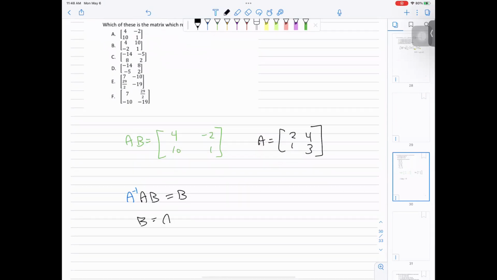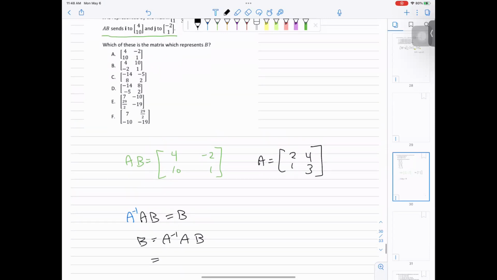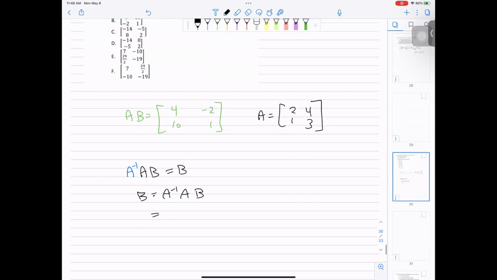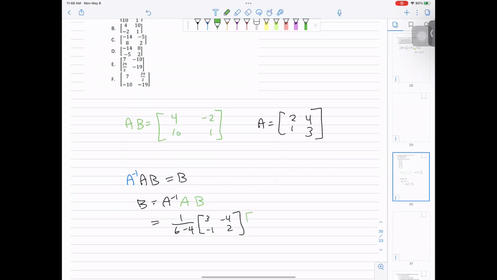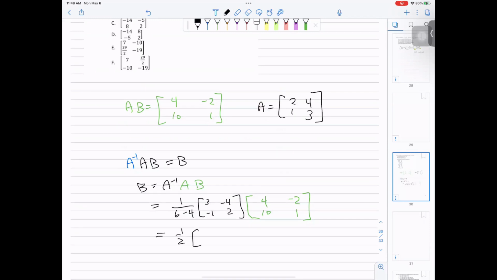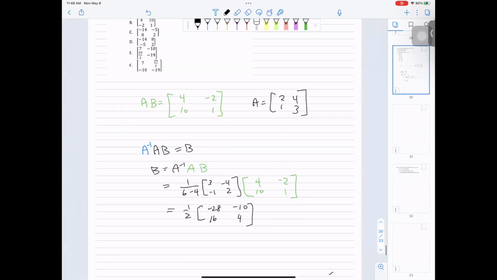So if B equals A inverse AB, what is A inverse? If A is this, the inverse is 1 over 6 minus 4, 3, 2, negative 1, negative 4. A itself is 2, 1, 4, 3. And wait, sorry. A inverse is that. And then AB, let me put it in green. AB is 4, 10, negative 2, 1. So I get 1/2 of negative 28, negative 10, 16, 4, which is negative 14, 8, negative 5, 2.